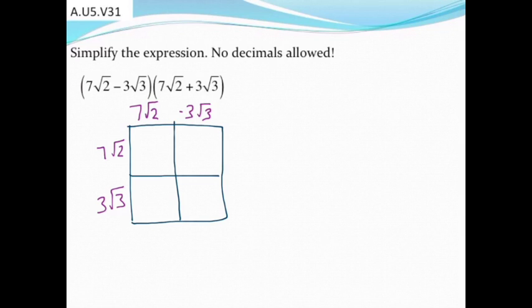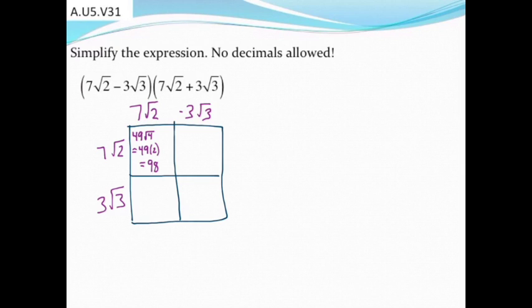I'm going to multiply rows and columns together, and keep in mind numbers outside the square roots will multiply and numbers inside the square roots will multiply. So for this first box, 7 square root of 2 times 7 square root of 2 becomes 49 times the square root of 4. Well, of course, square root of 4 is just a regular 2, so this is really 49 times 2, or just 98 once this box is simplified.